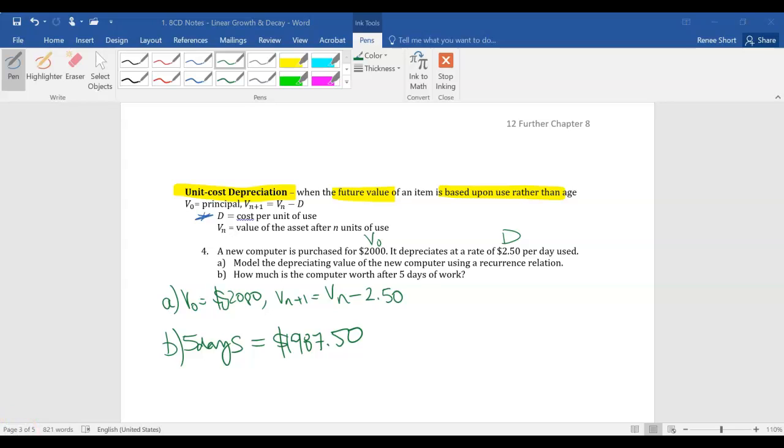So that is a summary of 8C, looking at linear growth and decay in the realms of simple interest and then depreciation. The next video is going to build on this, looking at 8D, which is creating a rule for the nth term, still with linear growth and decay.